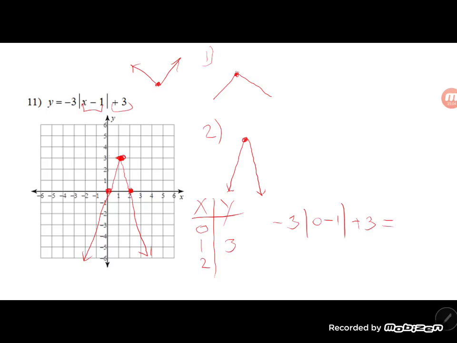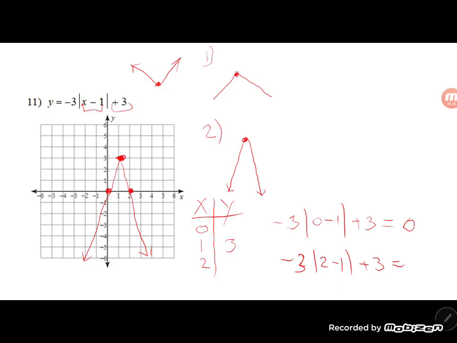This is going to turn out to be 0. 0 minus 1 is -1. Absolute value of -1 is 1, and then 1 times -3 plus 3 goes to 0. Alright, we'll do 2, or, oops, sorry, -3, and then the 2 goes inside. -1 absolute value plus 3.